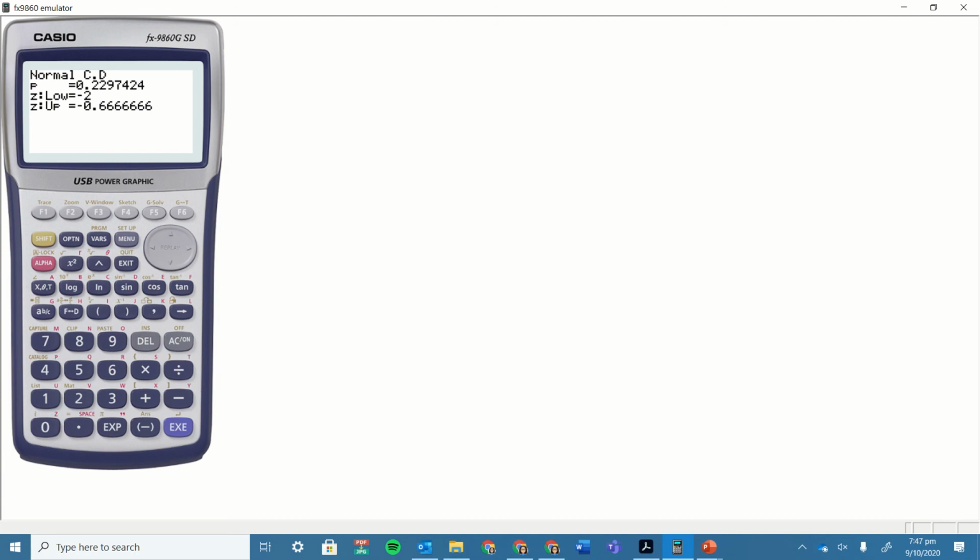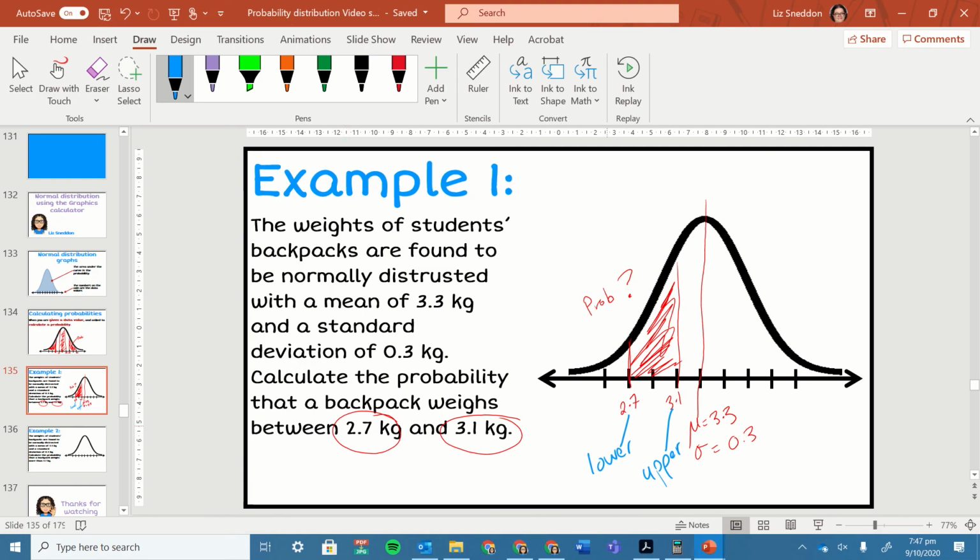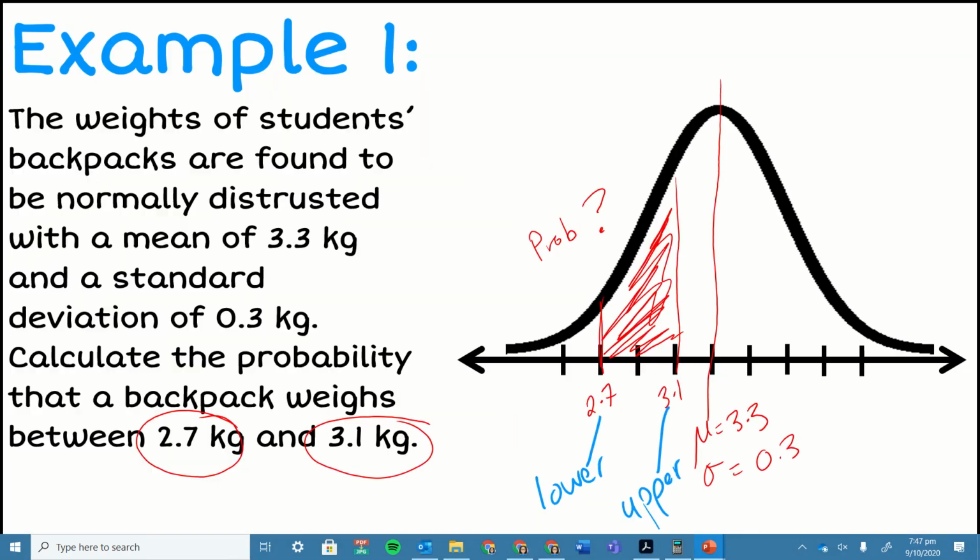So it's got P equals 0.22974424. It also gives us the equivalent Z values for those coordinate points. In this case, I just want the probability, 0.2297, and I'm going to write that to 4 decimal places. So let me jump back into here. That means the probability there is equal to 0.2297. And that's all I need to do.